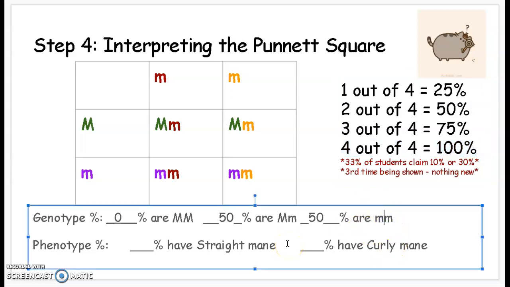Now, phenotype. We're talking about how many have straight manes. Straight mane is a dominant trait. So, even if there is one allele that is dominant, it will be expressed. So, we have 0%. Alright, so ignore that. None of them are homozygous dominant. But there is still the heterozygous, the hybrid. 50% of them should have straight manes.